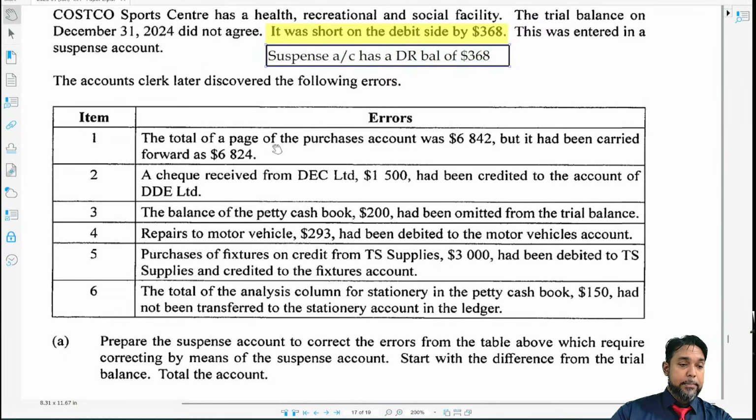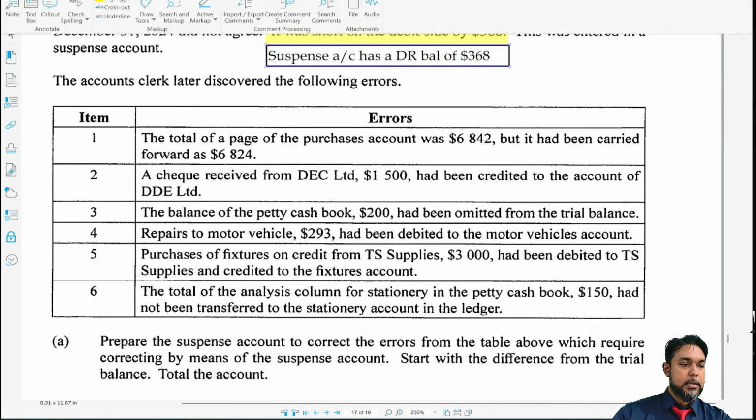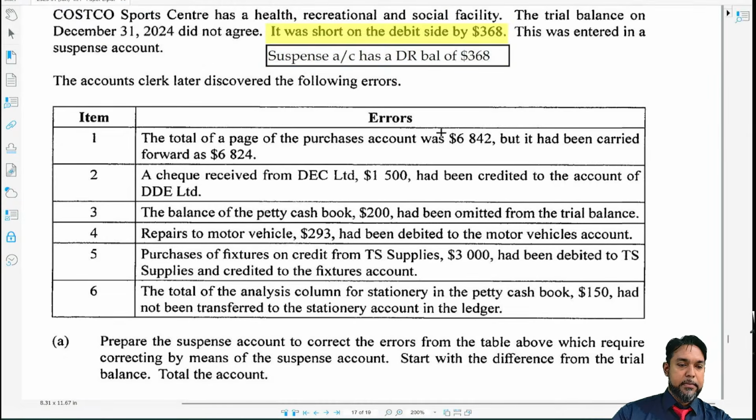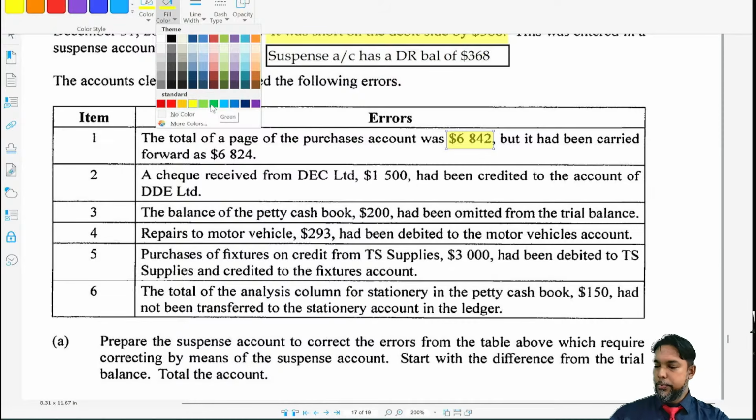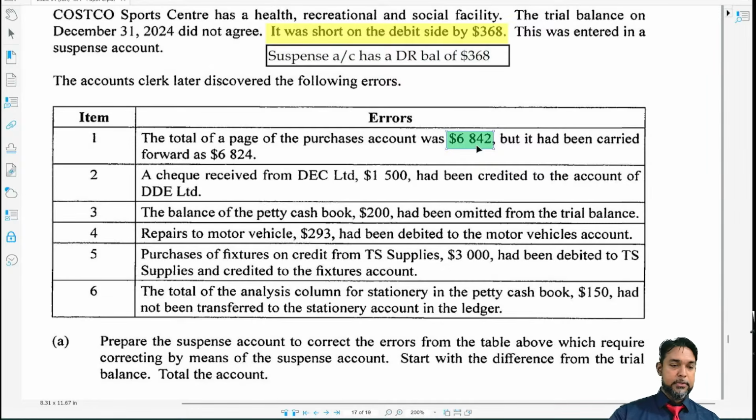All right, so the total of a page of the purchases account of 6842, right, but was carried forward as 6824. Okay, so first question. The correct figure is 6842. Was the correct figure used? No, it was not. Yeah, so it was 6842, but they used 6824. So quick question, was the figure that was used, well, okay, it wasn't correct. Was it therefore too high or too low relative to the correct figure? Too low. So what they're telling us here is that the purchases account is understated.